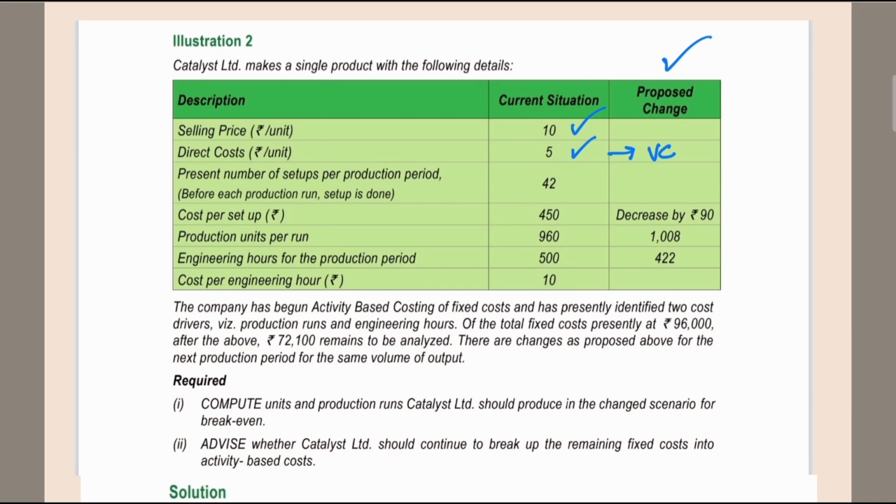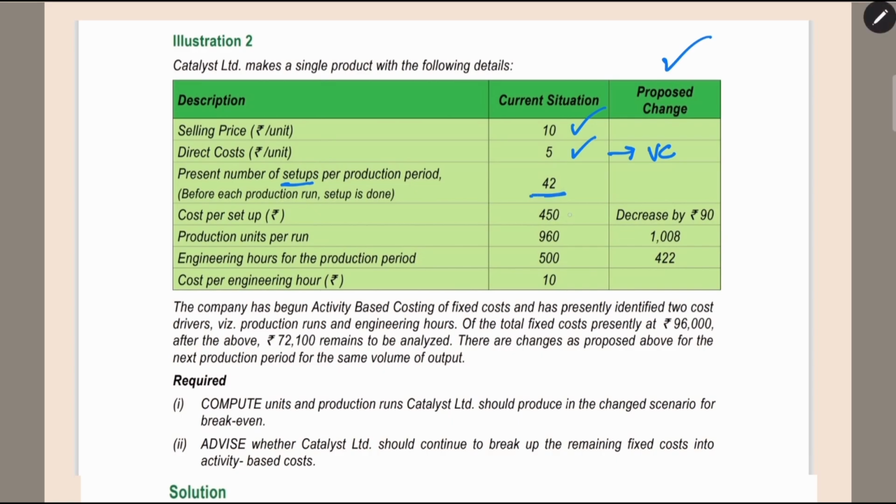In this question, they have given the number of setups per production period. Before every production run, they will do a setup. So, the number of production runs is 5, and the setups will be 5 setups. Like this, the number of production runs will be equal to the number of setups. So, there will be 42 setups, as given in the question.